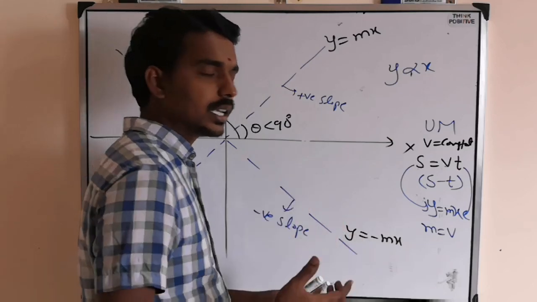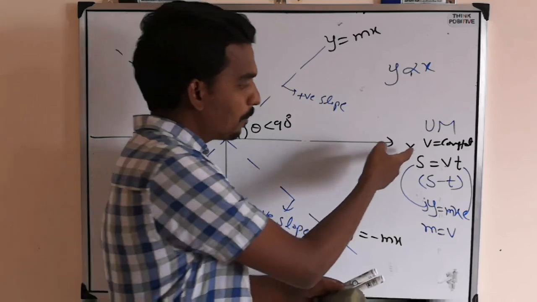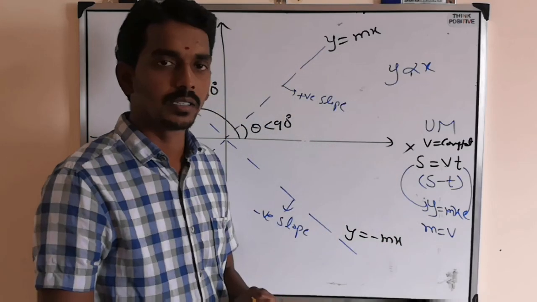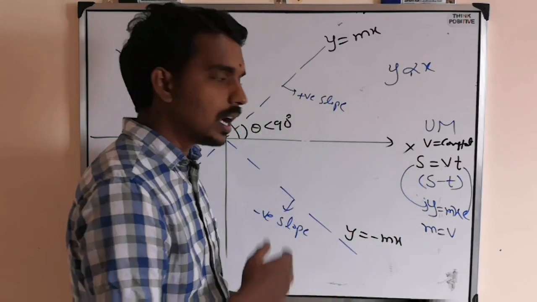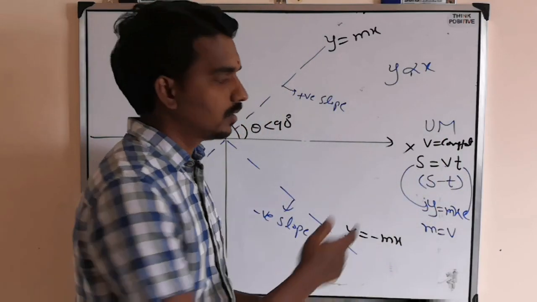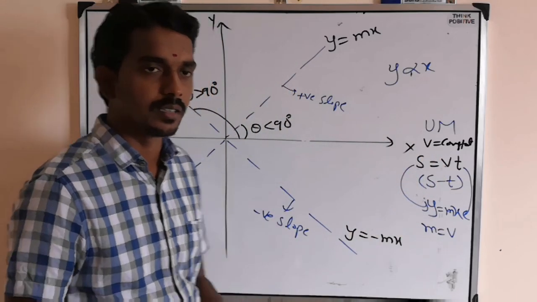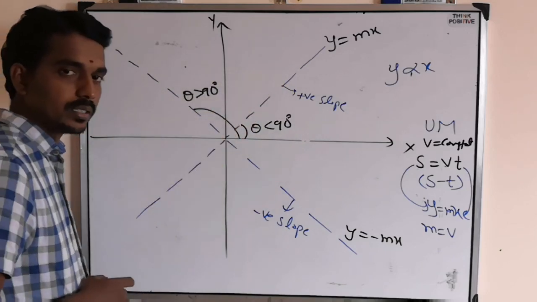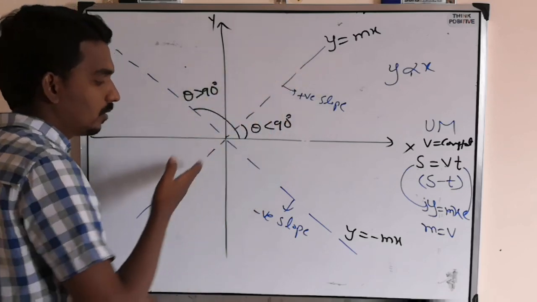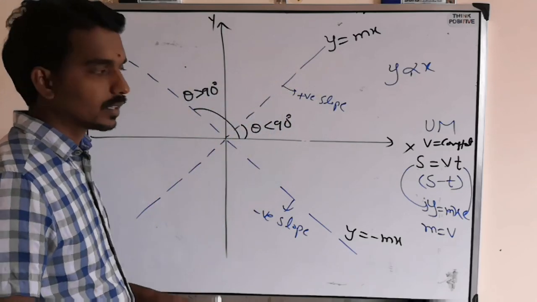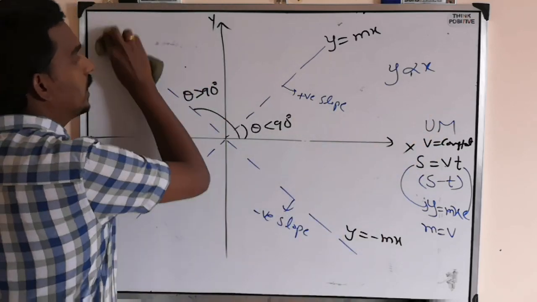So when they ask ST graph of uniform motion, you take this relation, compare with the general mathematics equation. Like on y-axis displacement, on x-axis time, and velocity is slope. Then you will get the form y equal to mx, a straight line passing through origin. But positive slope means it must be from first to third region. This way you have to draw the graph. Then next example.